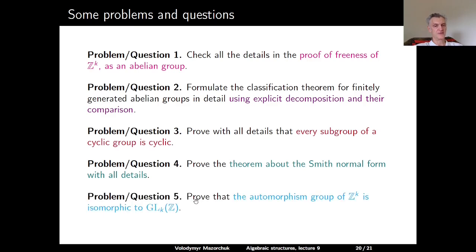And problem question 5. Prove that the automorphism group of Z to the power k is isomorphic to GL_k over Z.